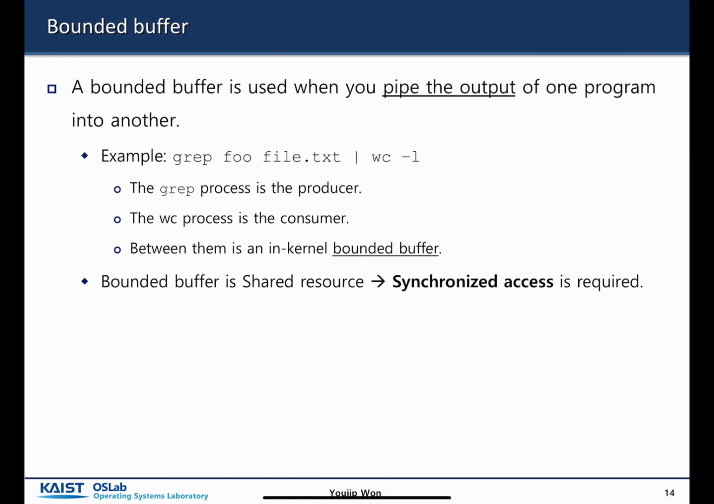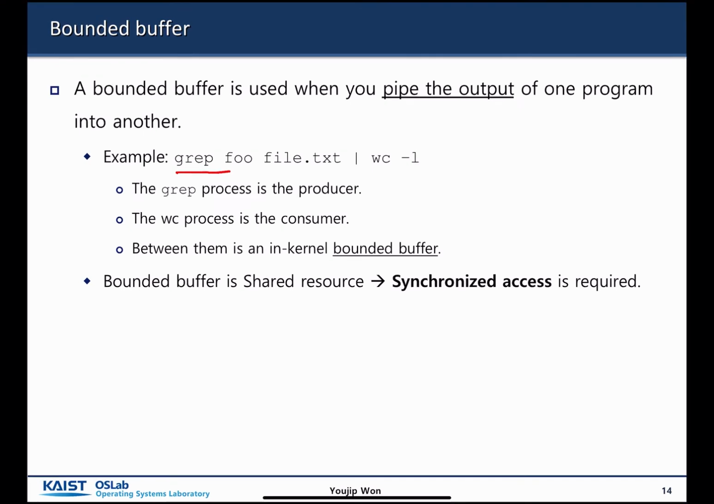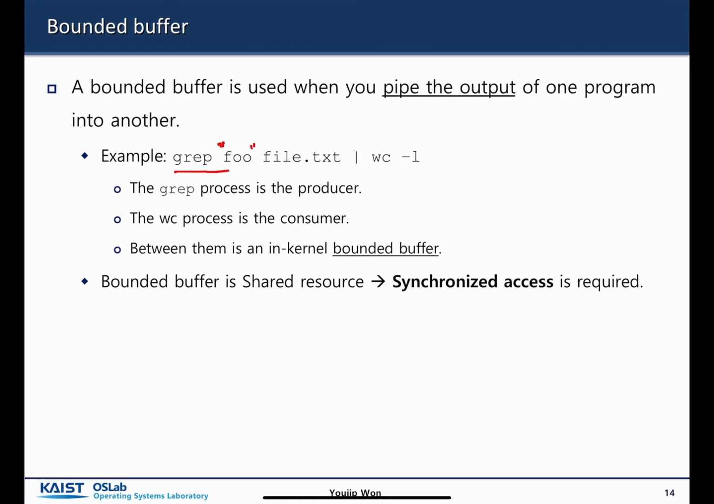Bounded buffer is also used when you pipe the output of one program into another. For example, take the statement grep foo file.txt. The meaning of the grep is to find the string foo within file.txt, and feed the result of this statement into the command wc. wc is word count.